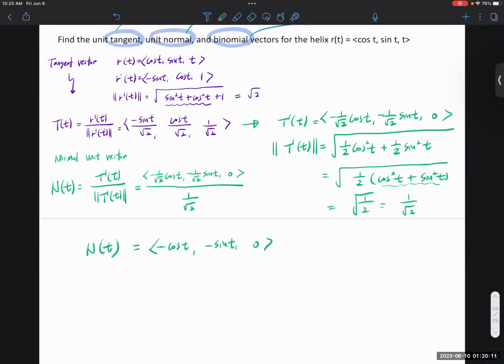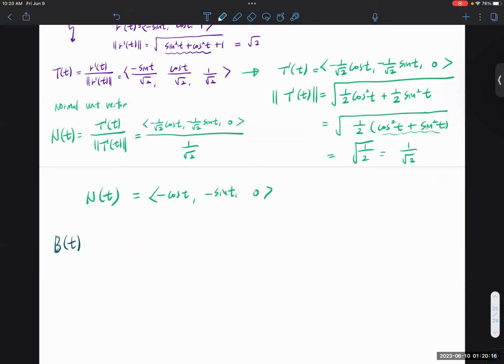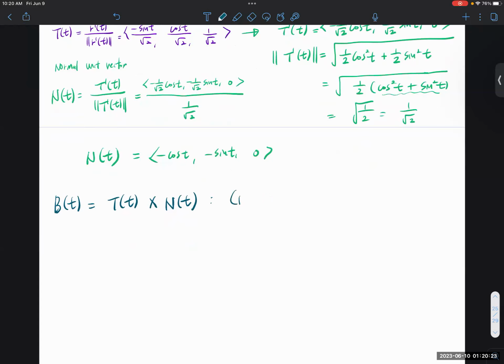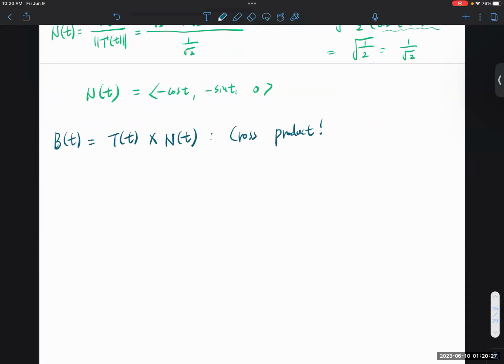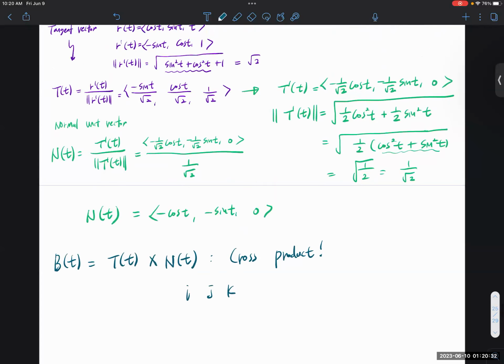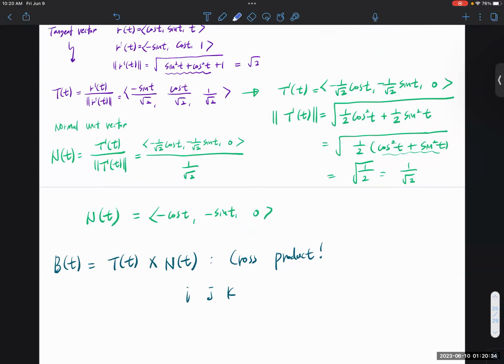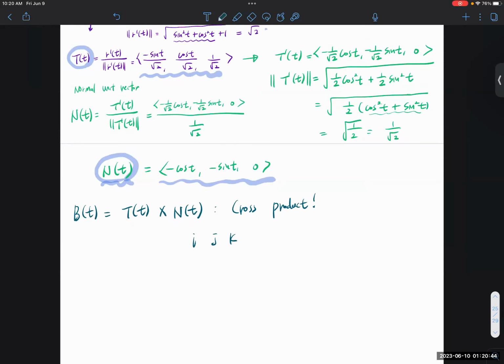You got it. Now we can find the last one, the binormal vector, which is the tangent vector times the normal unit vector. So be careful, that means cross product. So we have to do i, j, k. And then we know T right there. I'm going to highlight it. So T, we found the tangent vector, and we found the normal vector, so we're going to plug them in there.